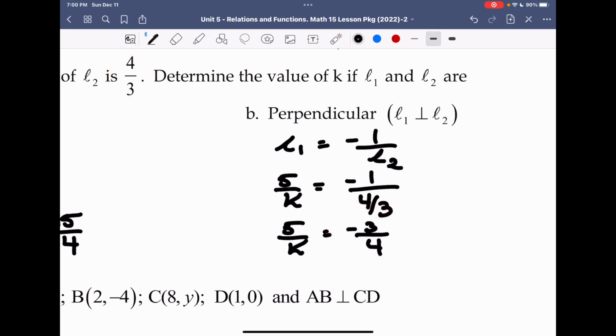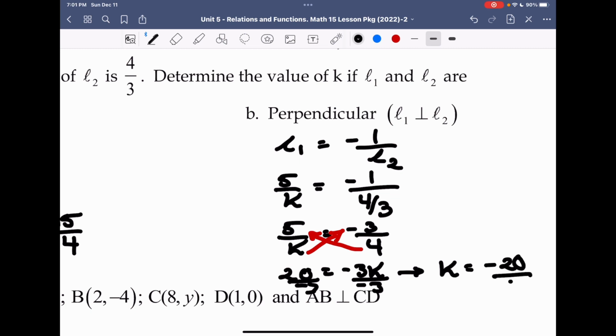And now I should get a k value when we cross multiply. I'll get 5 times 4, which is equal to 20, which is equal to negative 3k. I divide both sides by negative 3. And thus, I get a k value equal to negative 20 over 3. And yet again, it doesn't reduce, so we're going to leave it as that k value there.